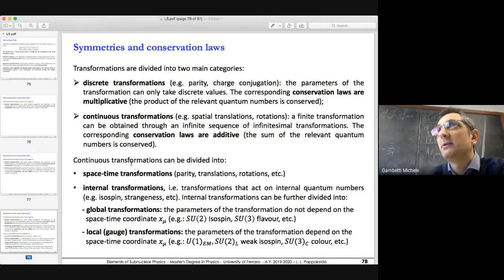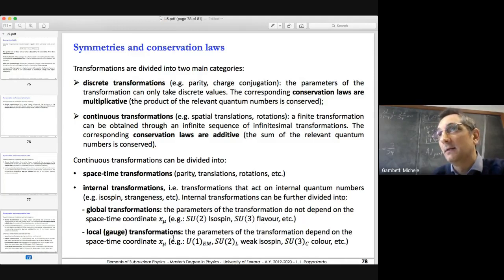But then we can also split even further our transformations. The continuous transformations are divided into space-time transformations, which include parity, translation, rotation, and so on, and internal transformations, that means transformations that act on internal quantum numbers, such as isospin, strangeness, and so on. We will study this, of course, next in the course. But then, internal transformations can be further divided into global transformations and local transformations, or gauge transformations. The global transformation means that the parameters of the transformation do not depend on the space-time coordinate x mu. Examples that we will study are SU(2) isospin, SU(3) flavor, etc.